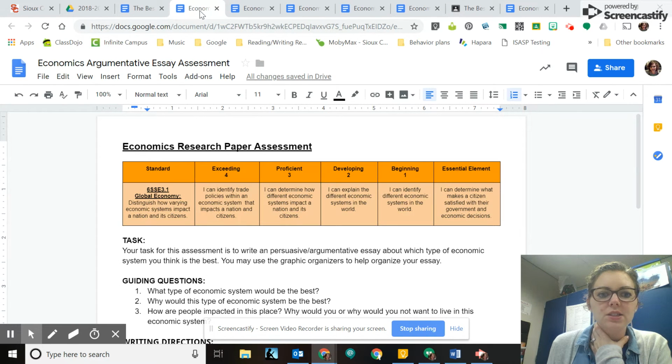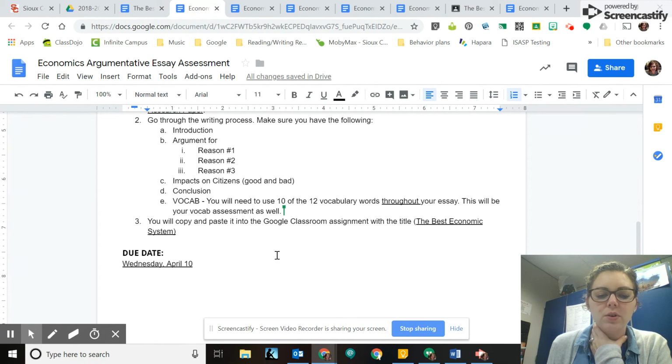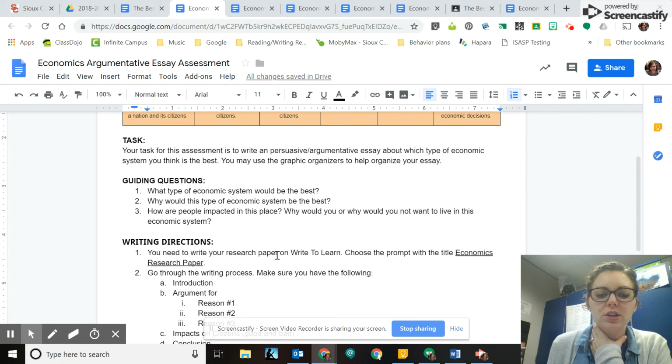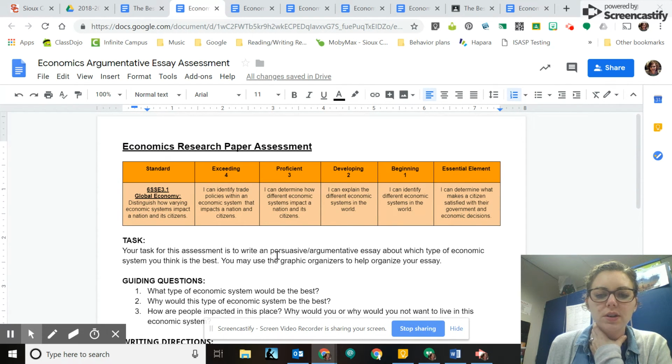Do not hesitate to go back to the directions and take a look at them, okay? At any time, they're here to help you. If you have questions, don't hesitate to reach out to me. All of this stuff will be on Google Classroom except for your graphic organizers. Those will be on my desk, okay?